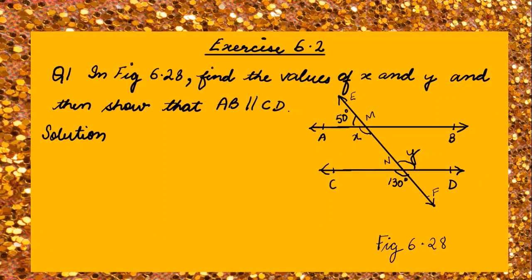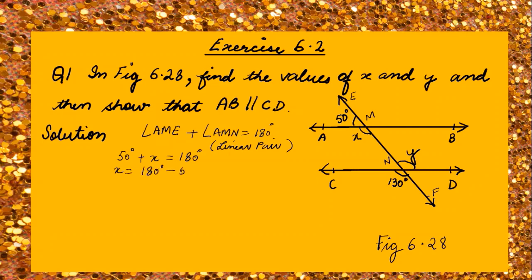Now, you know angle AME plus angle AMN equals 180 degree. That is linear pair. Yes, sum of the linear pair is 180 degree. And now here angle AME is given to be 50 degree plus angle AMN is your x equals 180 degree. So you can say x is 180 degree minus 50 degree equals 130 degree.